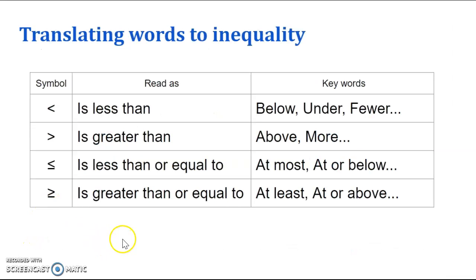So summarizing the Desmos activity, the symbols for inequality are here. They are read as is less than, is greater than, is less than or equal to, or is greater than or equal to. Some of the key words you might see in English that describe less than are below, under, or fewer. For greater than, you might see above or more. For less than or equal to, at most or at or below. Or greater than or equal to is at least or at or above.